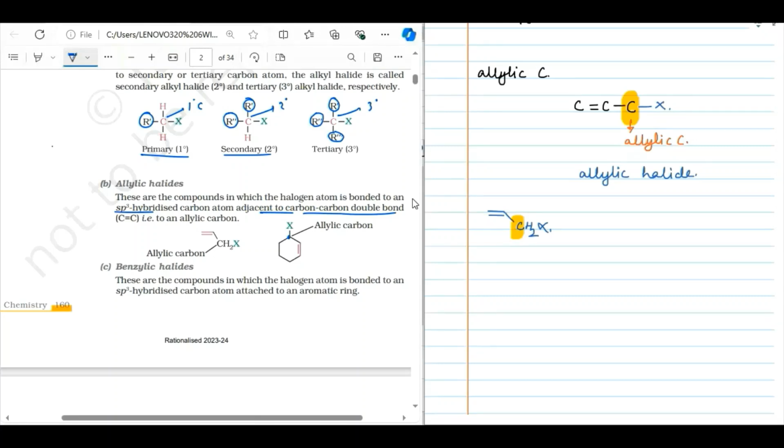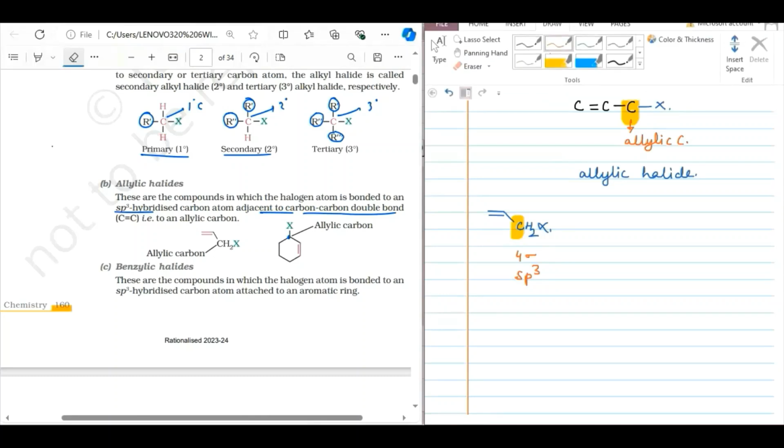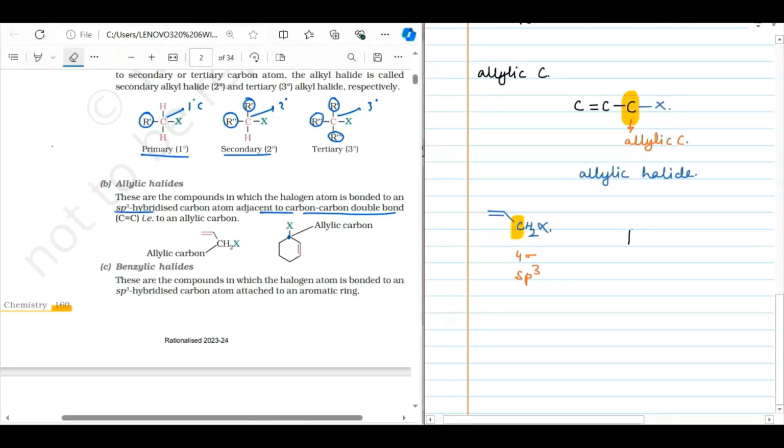Now let's examine the hybridization of the carbon. This carbon has formed 4 sigma bonds. As it formed 4 sigma bonds, hybridization of this carbon will be sp3. If you see another example in which cyclohexene is there, here this is double bond and this carbon is bonded to halogen. So the hybridization of this carbon will be, as hydrogen is not written, but hydrogen is there. In the whole structure, hydrogen is not mentioned.